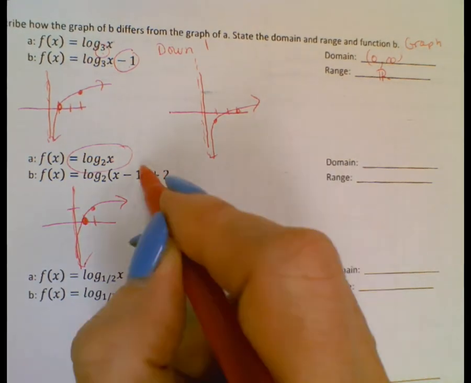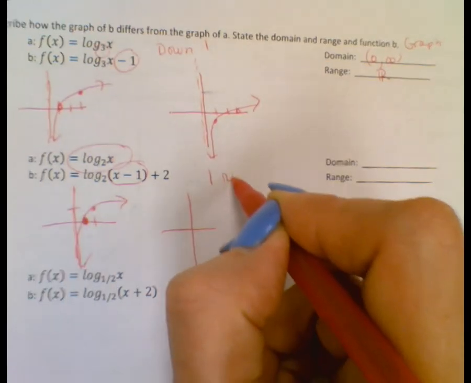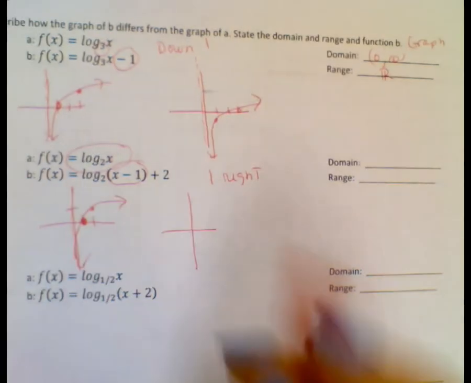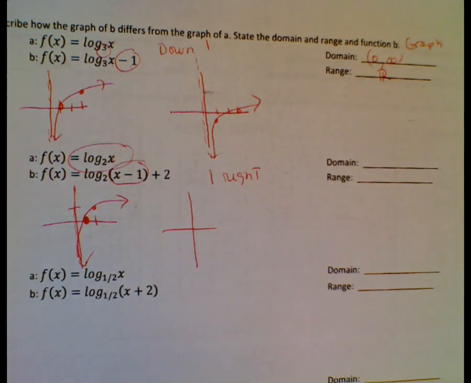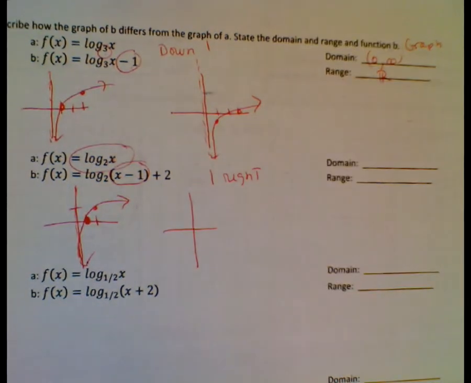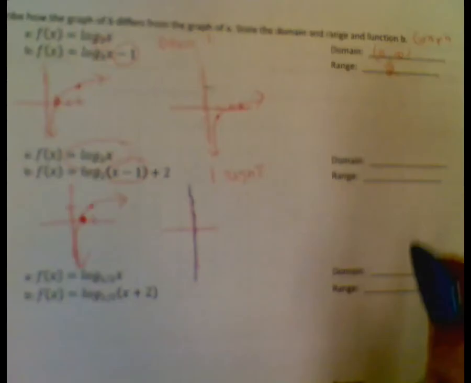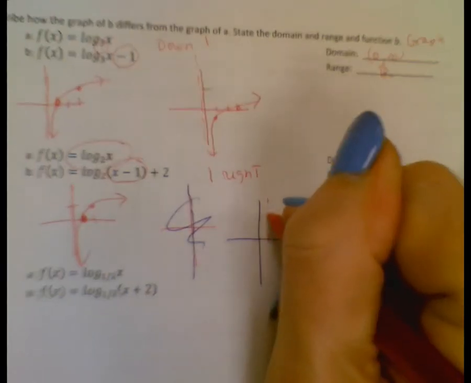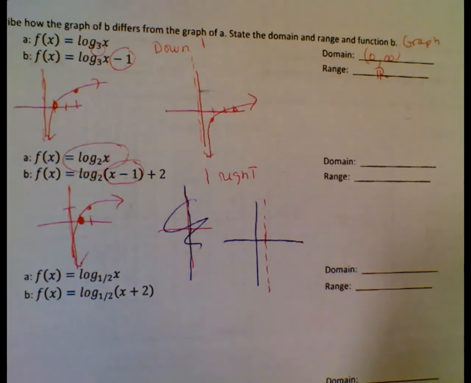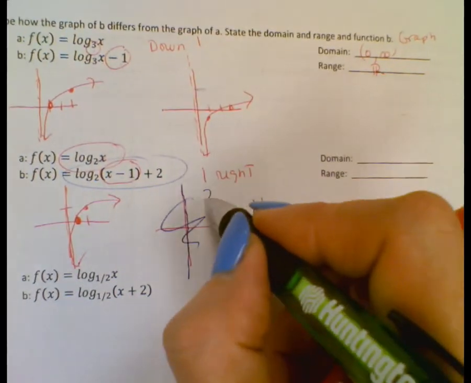So what does it look like if you have this? This minus 1 with the x means you're going to go 1 to the right. That means you're moving the entire asymptote 1 to the right. So you have this. Oops, that's wrong. Your asymptote is 1 to the right. So this is your asymptote. There's usually a point that's right here. So this is 1 right and 2 up.